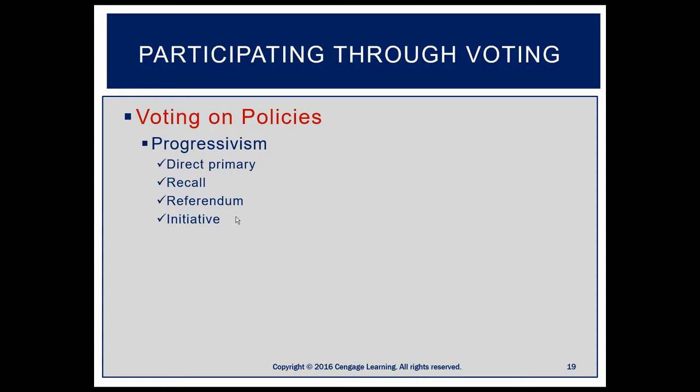A referendum is when the state legislature passes a law, but then the people have a right to vote on whether it actually becomes a law or not. Again, we don't have that in Texas. And the initiative is where citizens can actually propose a law, and if they get enough people to sign their petition, it has to be put on a ballot and let the citizens of the state vote on that particular law.